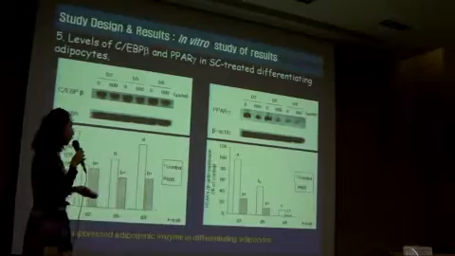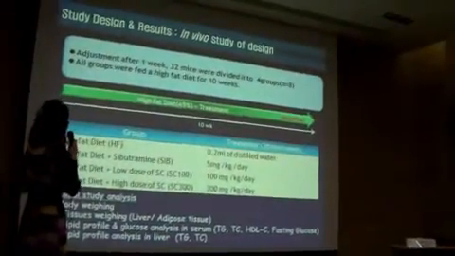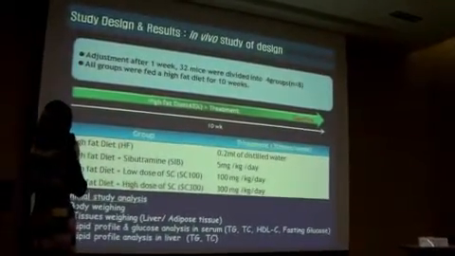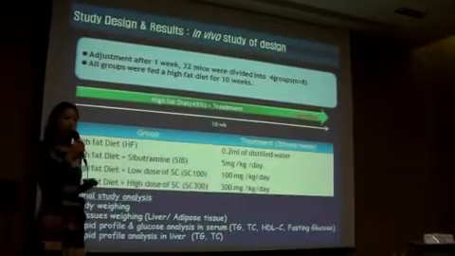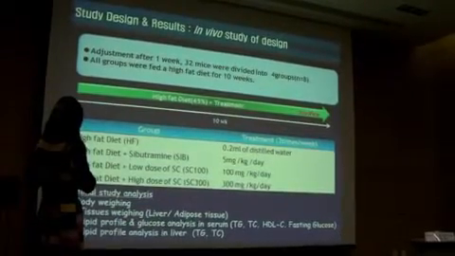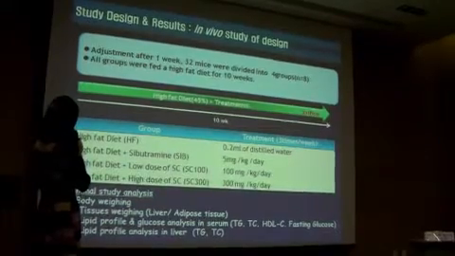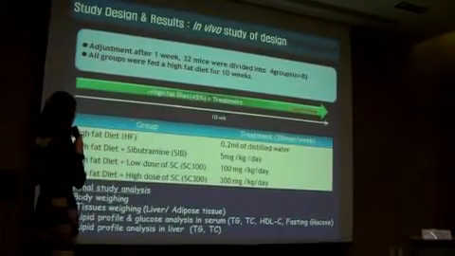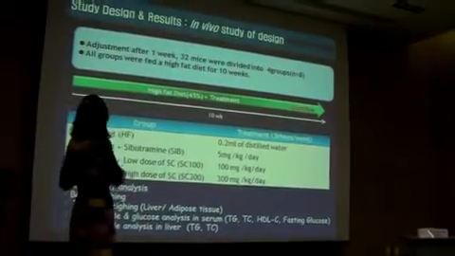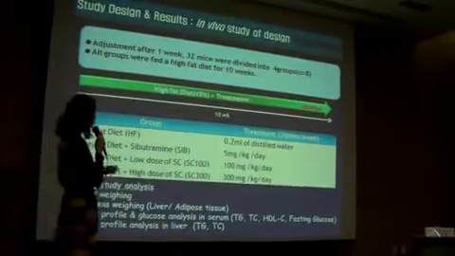Now, let's move to the next part, which describes the design of the animal study. We obtained 5-week-old OB mice and divided them into 4 groups. All groups were fed a high-fat diet for 10 weeks. During the 10 weeks, the groups were supplied as follows. 2 control groups were supplied with distilled water or sibutramine, and 2 experimental groups were supplied with low or high doses of SC. At the end of the study, body weight and tissue weight were analyzed, and the lipid profiles were analyzed in serum and liver.